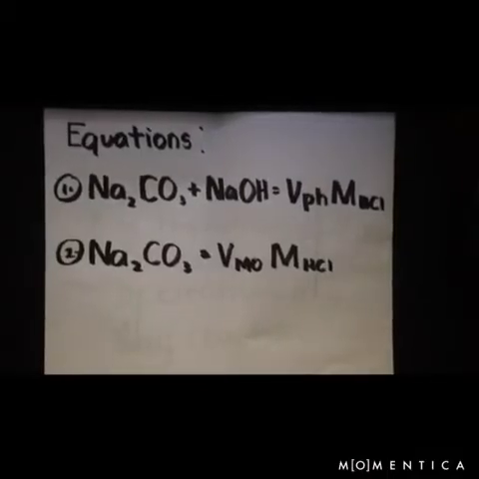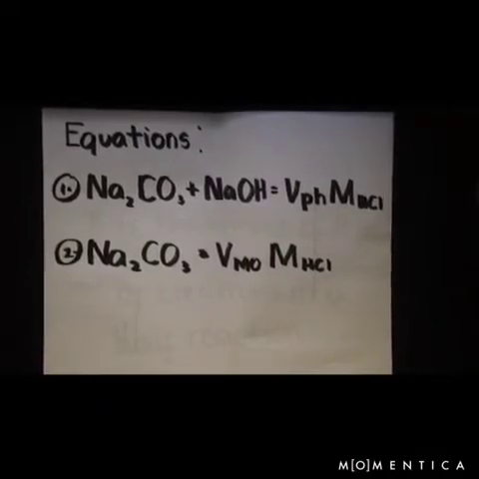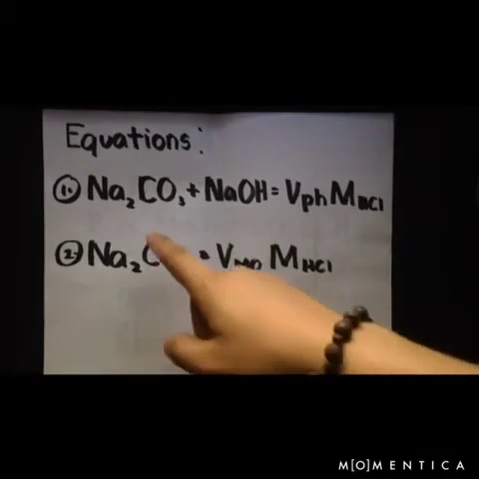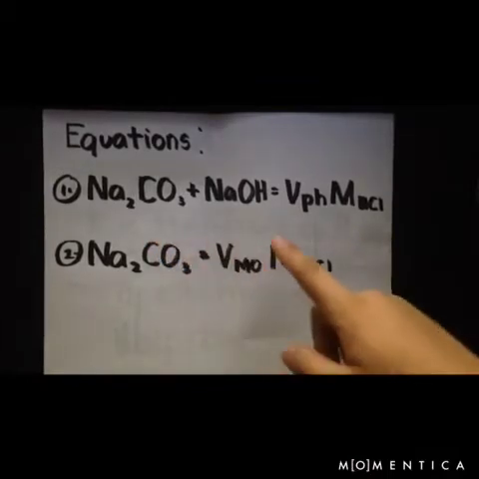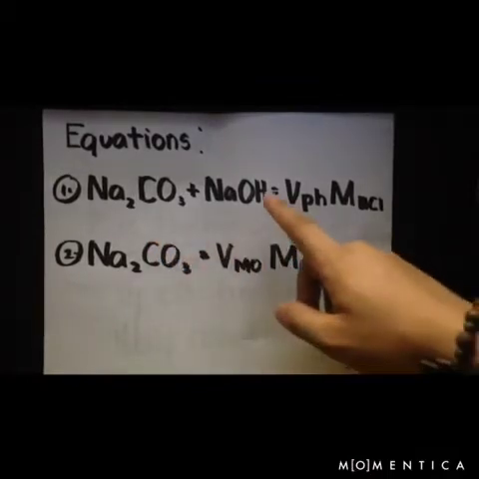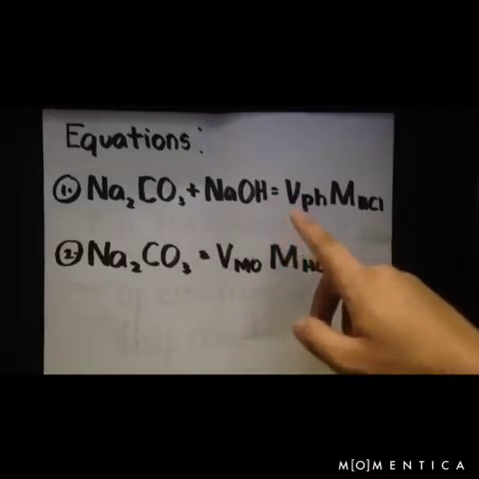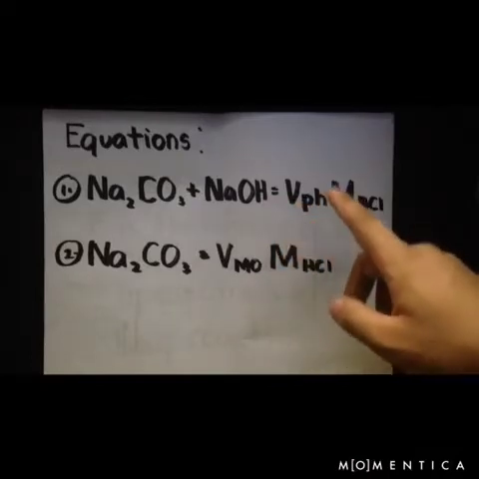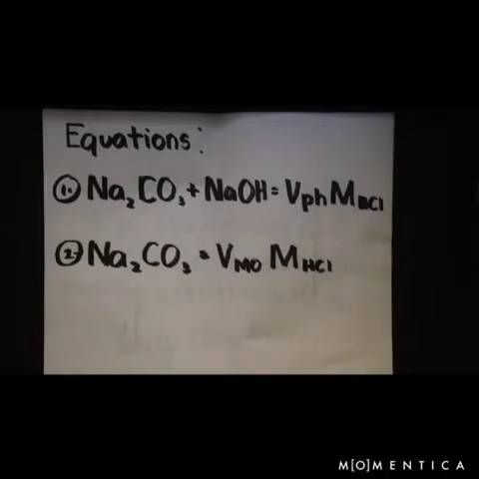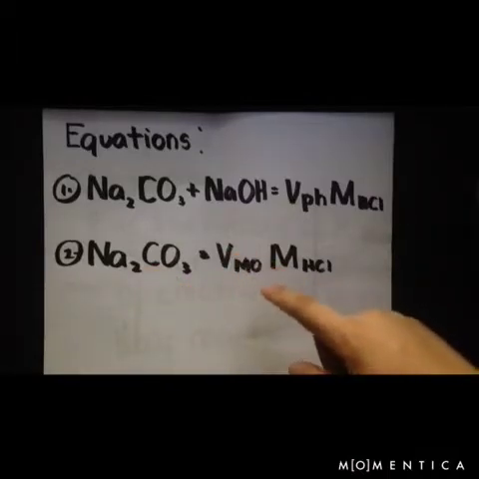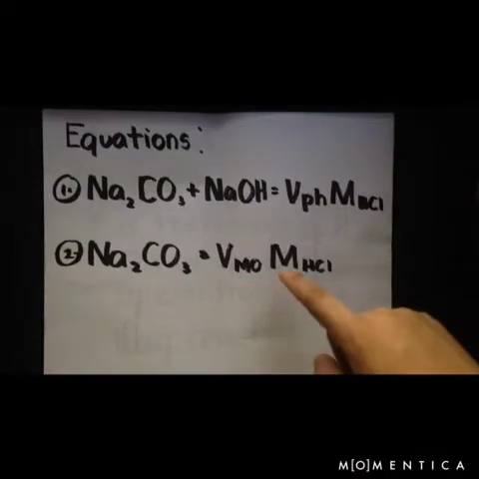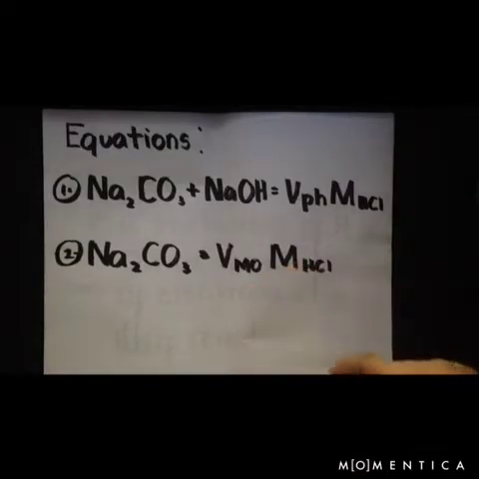We have two equations that can be identified from the problem. First equation: sodium carbonate plus sodium hydroxide is equal to the volume of the acid with phenolphthalein indicator times the molarity of hydrochloric acid. And the second equation: sodium carbonate is equal to the volume of the acid with methyl orange times the molarity of hydrochloric acid.